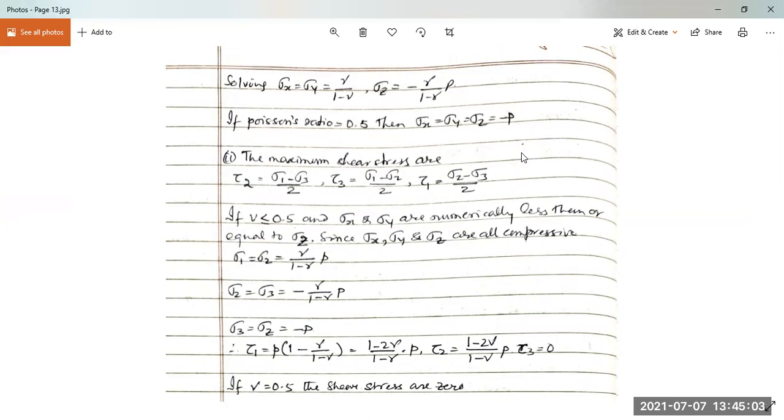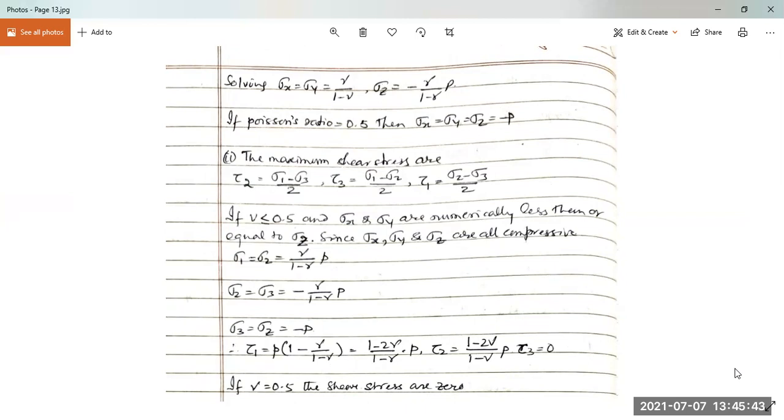If the Poisson's ratio is equal to 0.5, then you see sigma x is equal to sigma y and is equal to sigma z, equal to minus p. So it is a compressive stress in all three directions if the Poisson's ratio is just half. So the maximum shear stress will be tau 1 equals sigma 1 minus sigma 3, tau 2 equals sigma 1 minus sigma 2, tau 3 equals sigma 2 minus sigma 3, divided by 2.